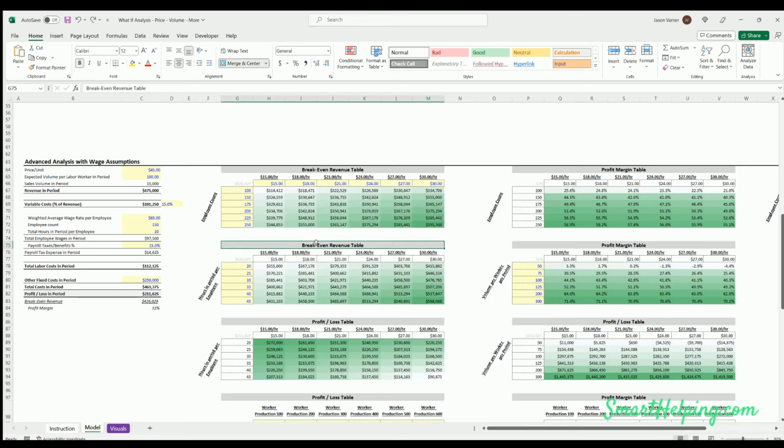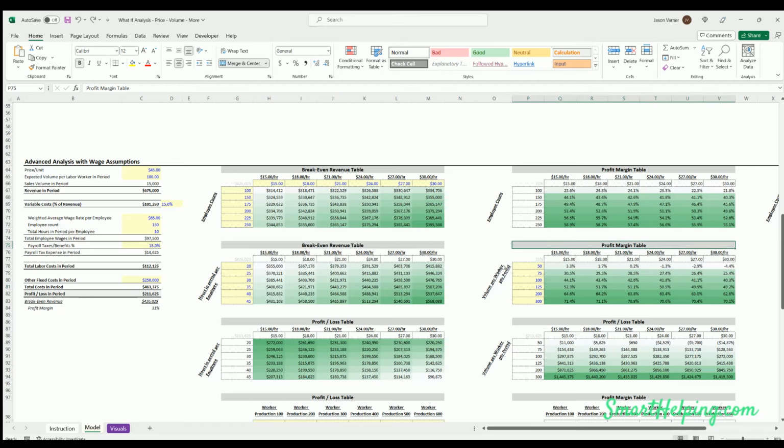Next table, break-even revenue based on hours in a period per employee and the wages. So this is saying in your given period here, how many hours is each employee working and what's their average wage? And based on those two things, it tells you the amount of revenue you need to break even. As we go over here, profit margin table, same deal.